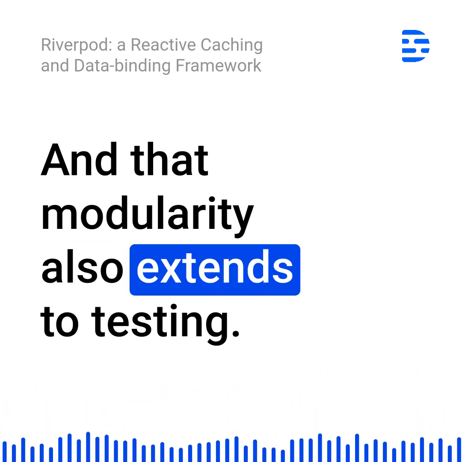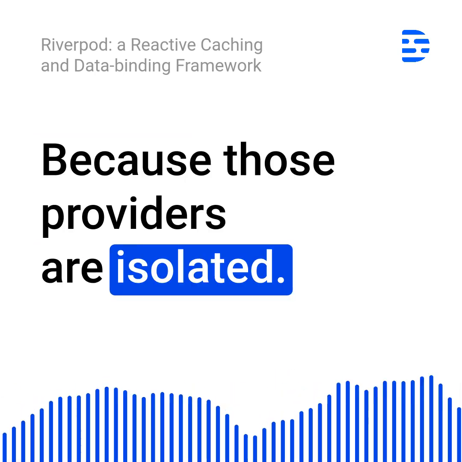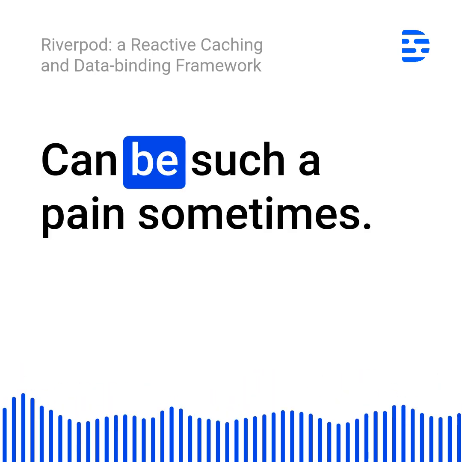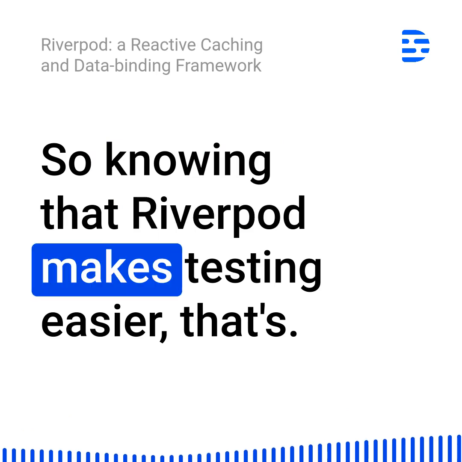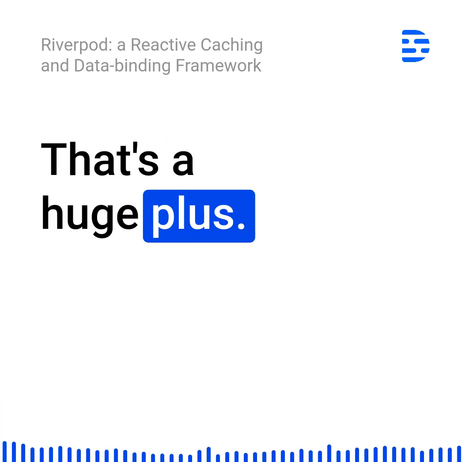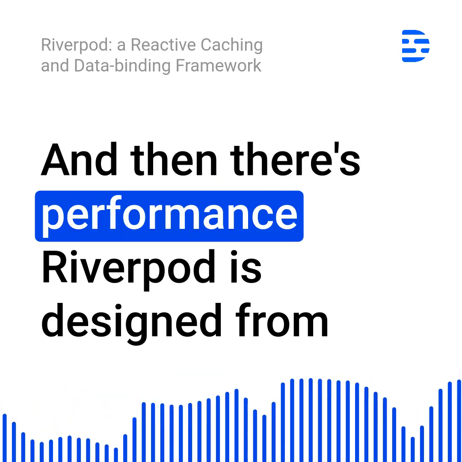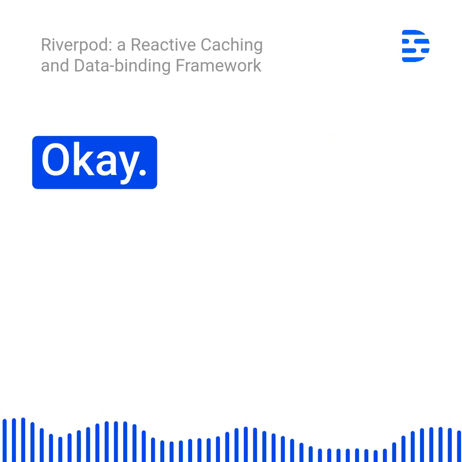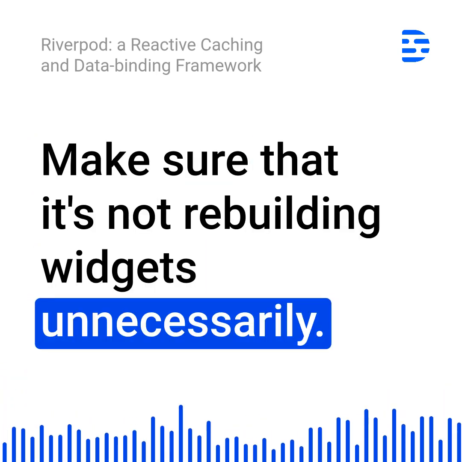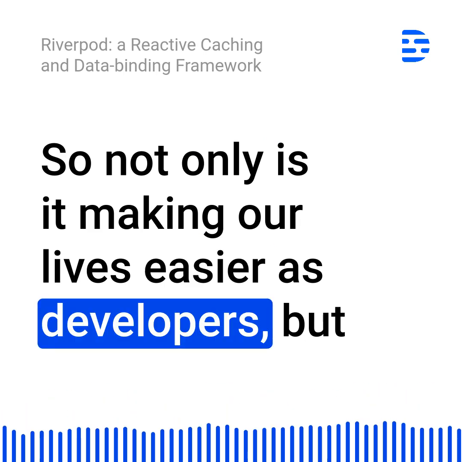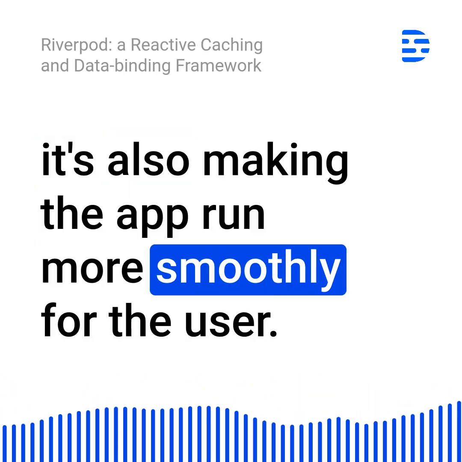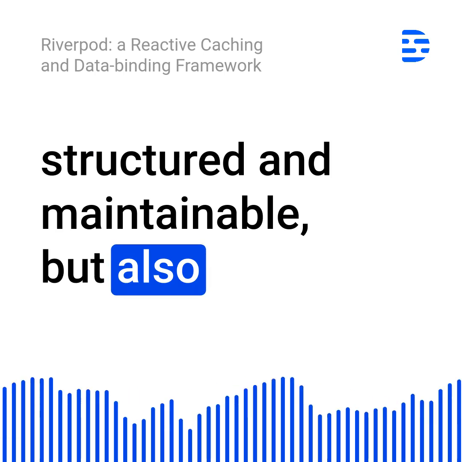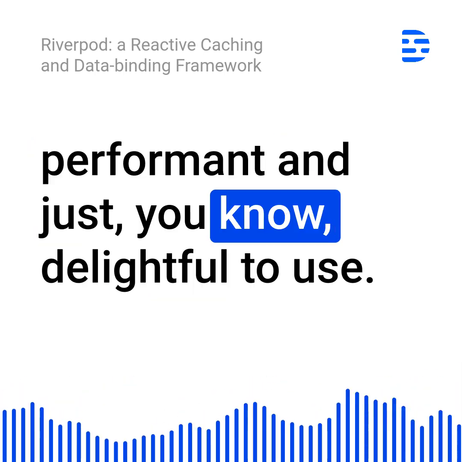And that modularity also extends to testing. Because those providers are isolated, you can test them independently. Oh, nice. That's a big deal. Testability can be such a pain sometimes. So knowing that Riverpod makes testing easier, that's a huge plus. Yeah, absolutely. And then there's performance. Riverpod is designed from the ground up to optimize those state updates. Okay. Make sure that it's not rebuilding widgets unnecessarily. So not only is it making our lives easier as developers, but it's also making the app run more smoothly for the user. That's right, exactly. It's about creating apps that are well-structured and maintainable, but also performant and delightful to use.